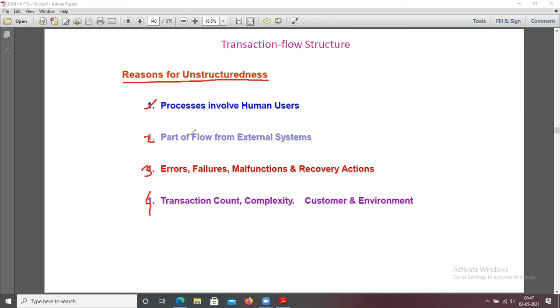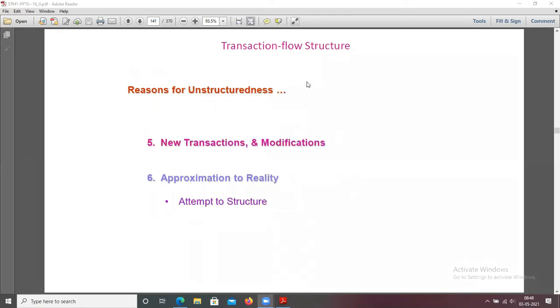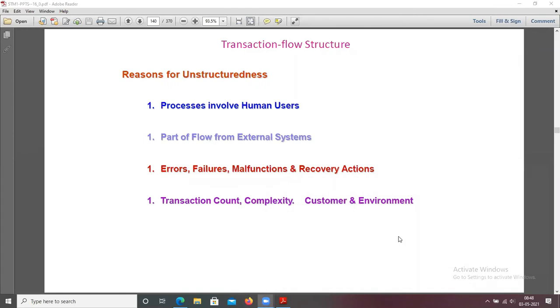And second, part of the flow comes from external systems. Third, errors, failures, malfunctions and recovery actions. Fourth, transaction count, complexity, customer and environment. And fifth, new transactions and modifications, and approximation to reality. So, attempt to structure. These are the reasons for unstructuredness of the transaction flow graph.